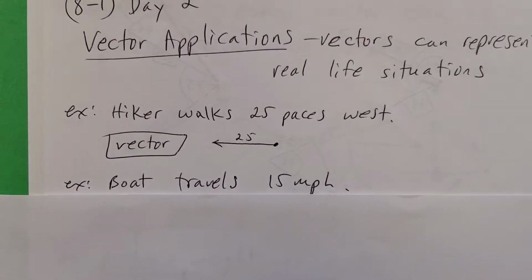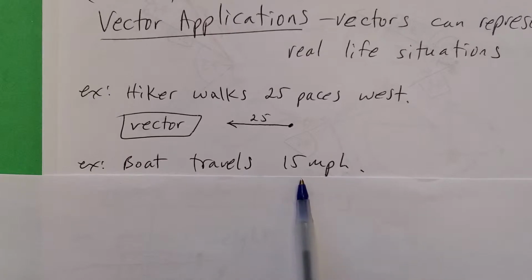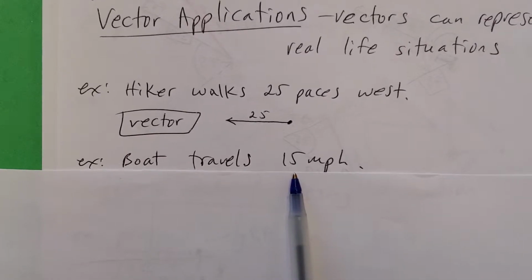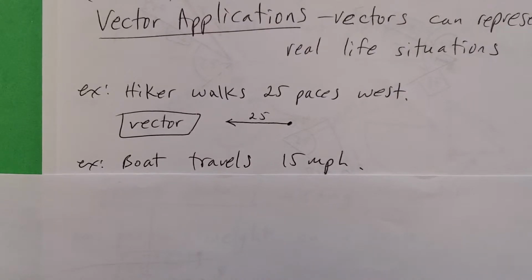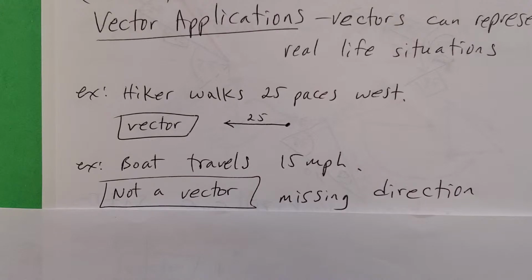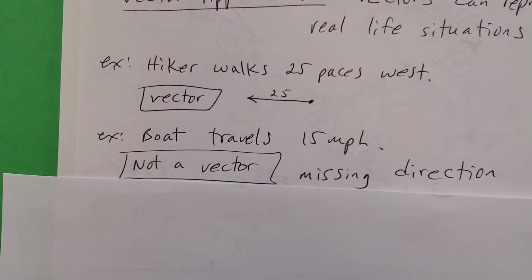How about this one? A boat travels 15 miles per hour. Wait, which direction? There is no direction here, but we do have a magnitude, a number, a value, but no direction. So this can't be a vector, because it's just a number, and we can do things with that number, but we can't represent it with a vector because it's missing the direction.